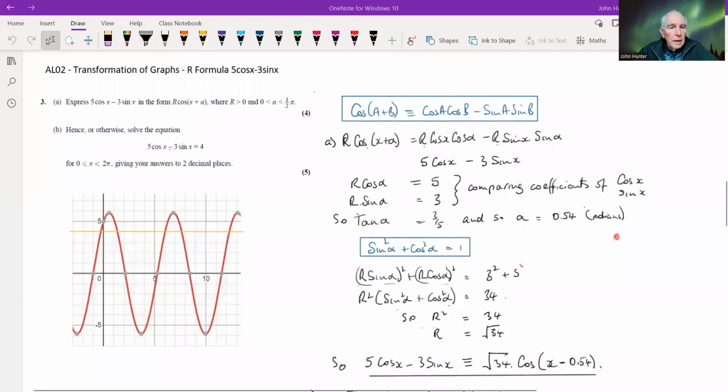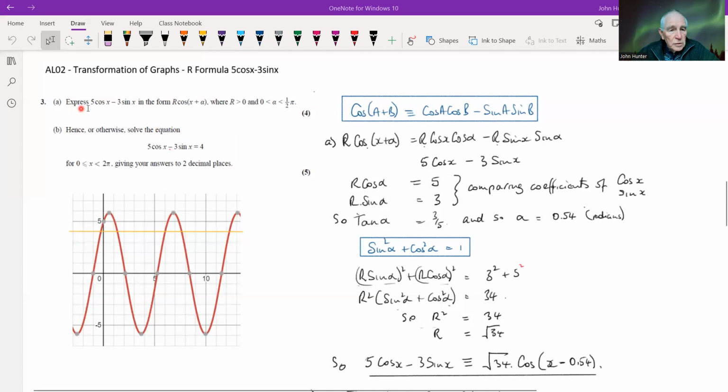Okay, we've a worked example here. This is another one for transformation of graphs, and this is the so-called R formula. It's not a term I really like because it doesn't really give an idea of what this is about, which is about transformation of graphs. And in this case, it's based on the trigonometry. So let's have a look.